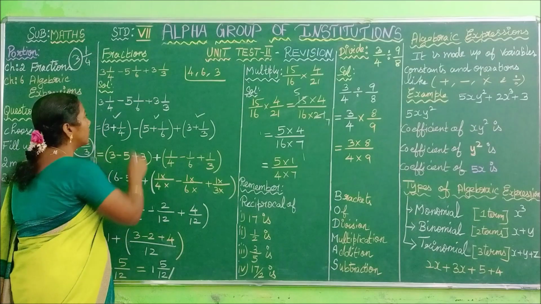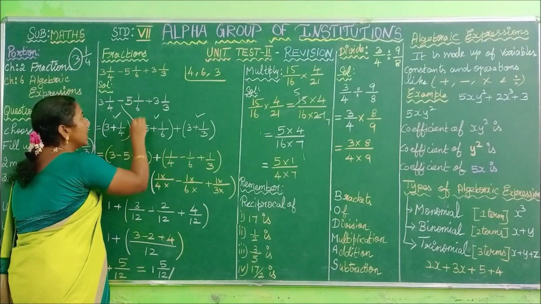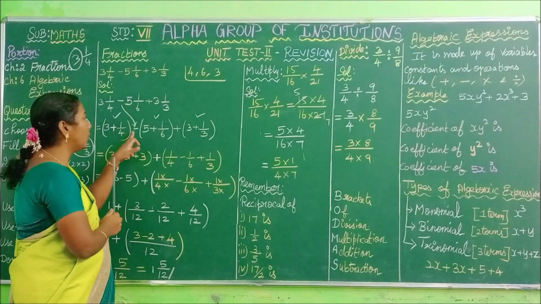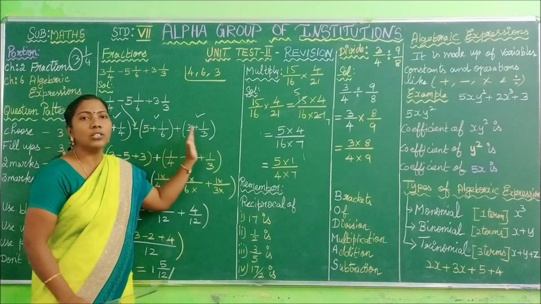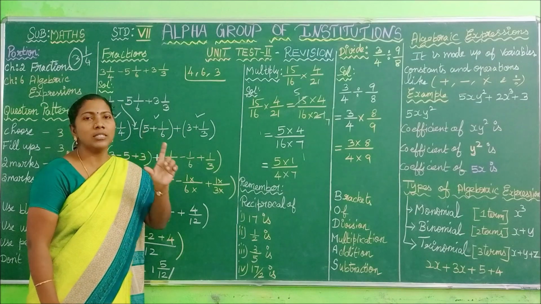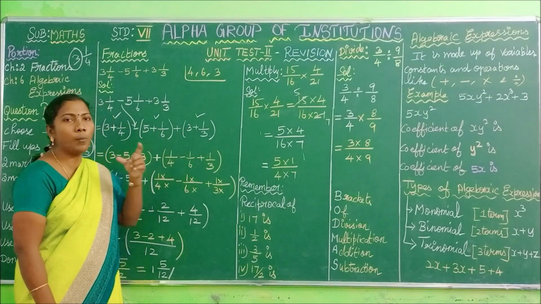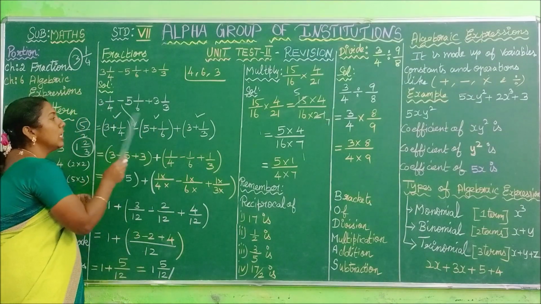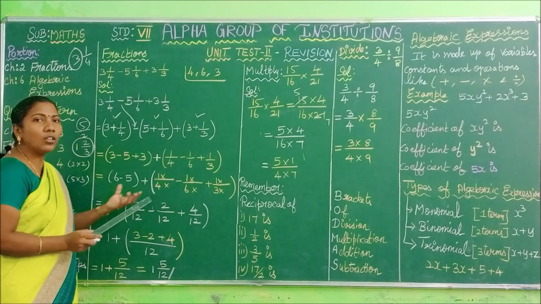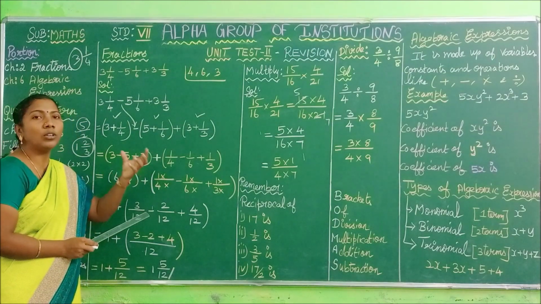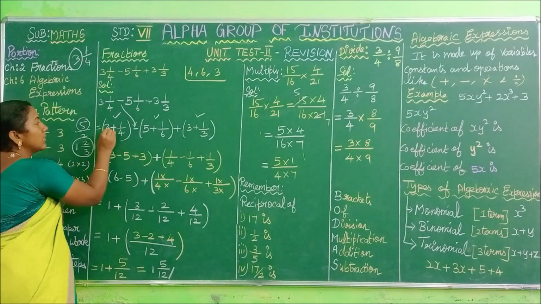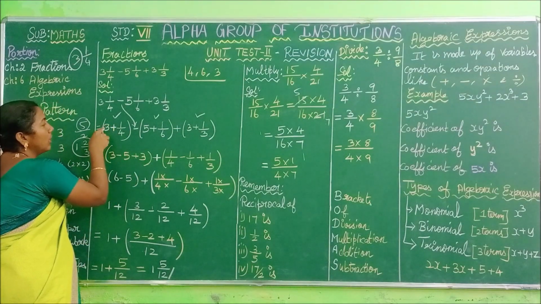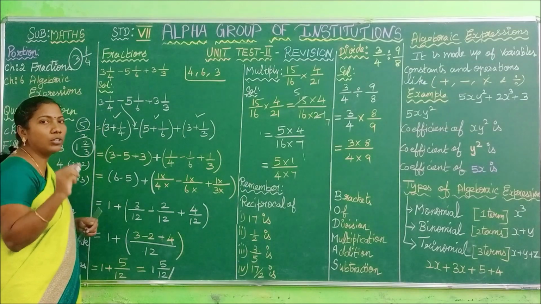Next step, you have to write the symbols as they are in the question. Here we have the minus, here we have the plus. In order to add these 3 fractions, the first step is to collect the whole parts. What are the whole parts? 3, 5, 3. In order to collect the whole parts, you have to collect the whole numbers along with their signs. The first number is 3. Before 3 we have no symbol, so you have to understand it is plus 3.